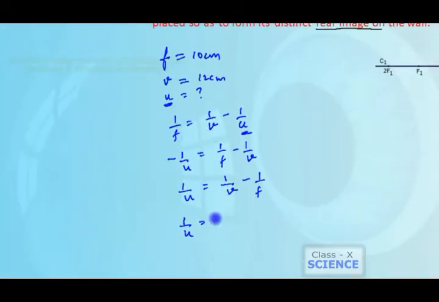So here 1 by u is equal to, v is the image distance, that will be 1 by 12 minus, f is your focal length, 1 by 10, right? By solving this, by taking LCM you can solve it. I am not going to waste your time, you can do it at home, how LCM can be taken. Further solving this, finally we will get minus 1 by 60. Here 1 by u is equal to minus 1 by 60, then u will be equal to minus 60 centimeter. So the image will be formed on the wall at a distance of 12 centimeter if the object is kept at 60 centimeter on the left hand side of the lens.